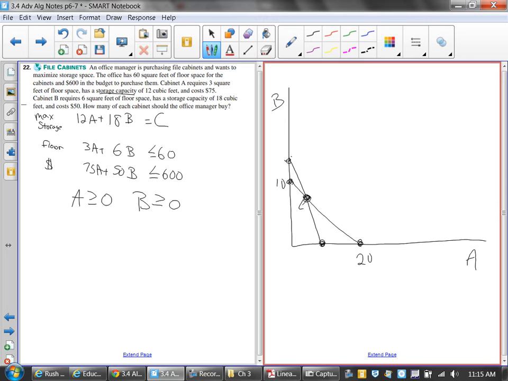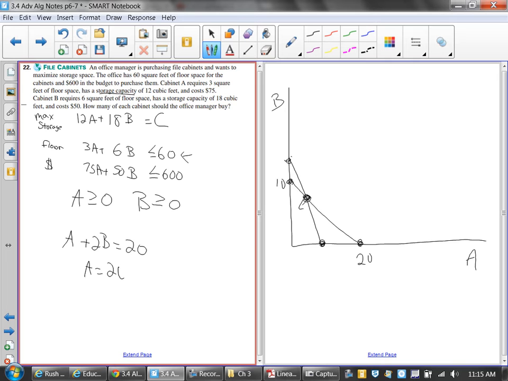The very easiest way to set this one up: divide everything out there by 3, you get A plus 2B is 20. So A is 20 minus 2B. Substitute that up here. When you solve that system, then you get an ordered pair of 2, 9.